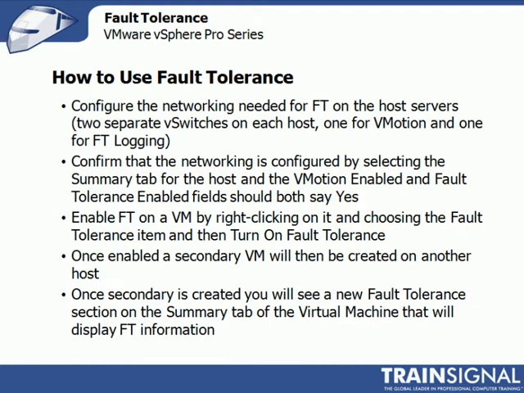The vMotion and FT logging NICs must be on different network subnets. This isn't a hard requirement, but it is recommended. This is done by creating a VM kernel interface on each vSwitch, and on one selecting Use this port group for vMotion, and on the other select Use this port group for fault tolerance logging.